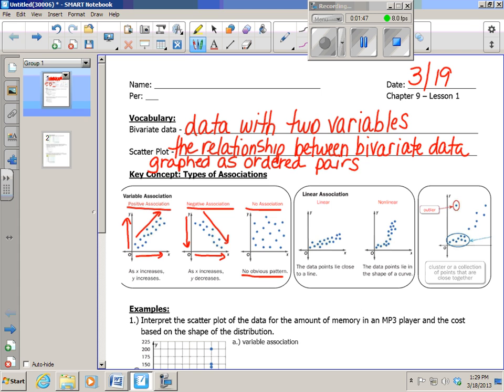There's no obvious pattern. And if we have a linear association, we're looking for that straight line, or they lie close to being a straight line. And for a nonlinear, we're talking about the points are in the shape of a curve. You can have outliers, and you can have a cluster of information.